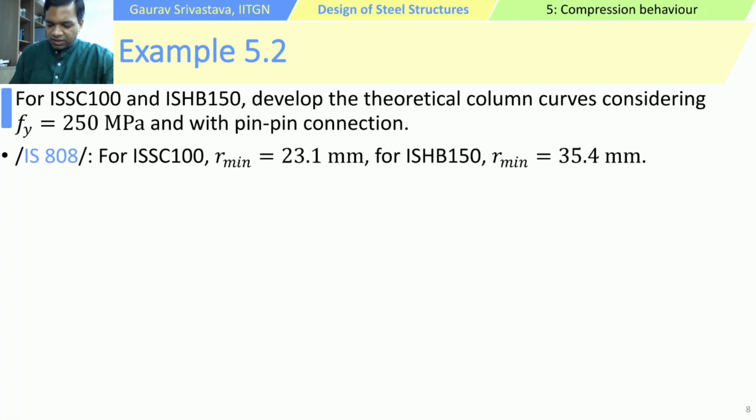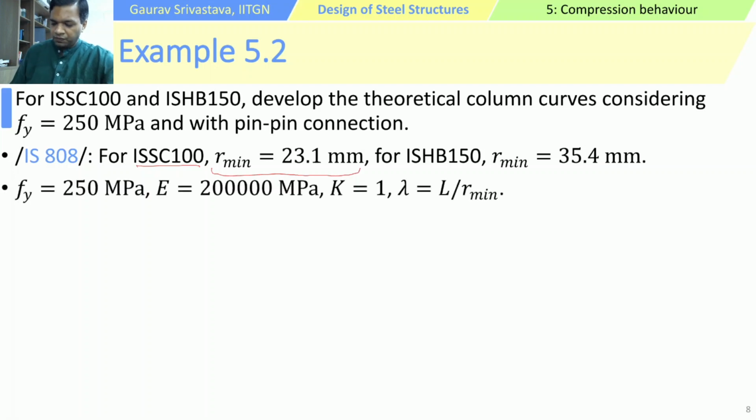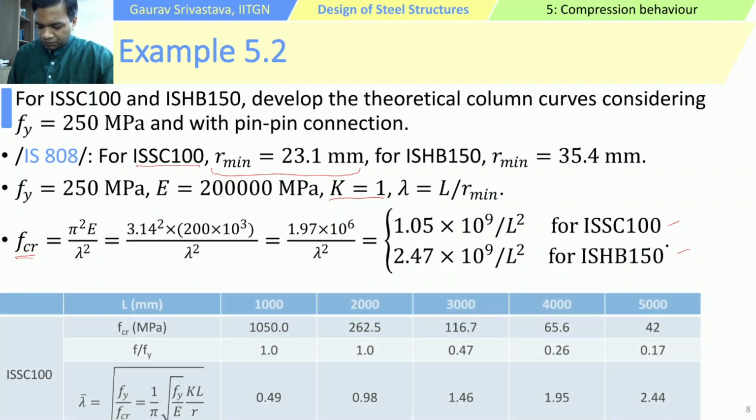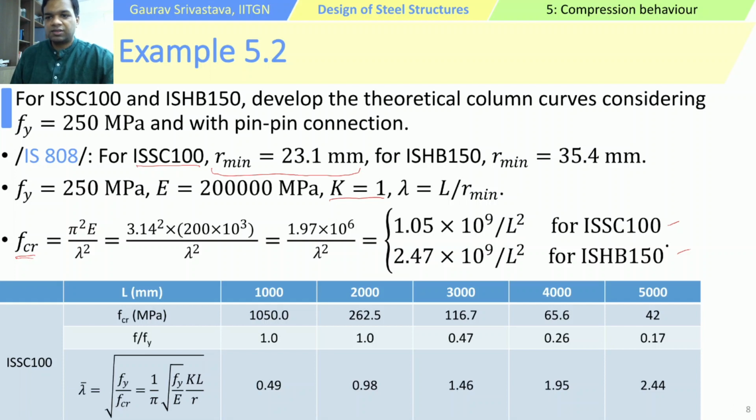Now let's say we consider ISSC 100. Again, from IS 808 we can get the relevant values. In this case r min is 23.1 millimeters, right? And we also know the other material properties. K is equal to 1 because it is a pin-pin connection, right? Now for this we can calculate the critical failure stress or critical buckling stress. For the two sections it will be different. Again, it is being calculated in terms of L squared. For one of the sections I am showing the calculations. For the other, please try to do it yourselves.